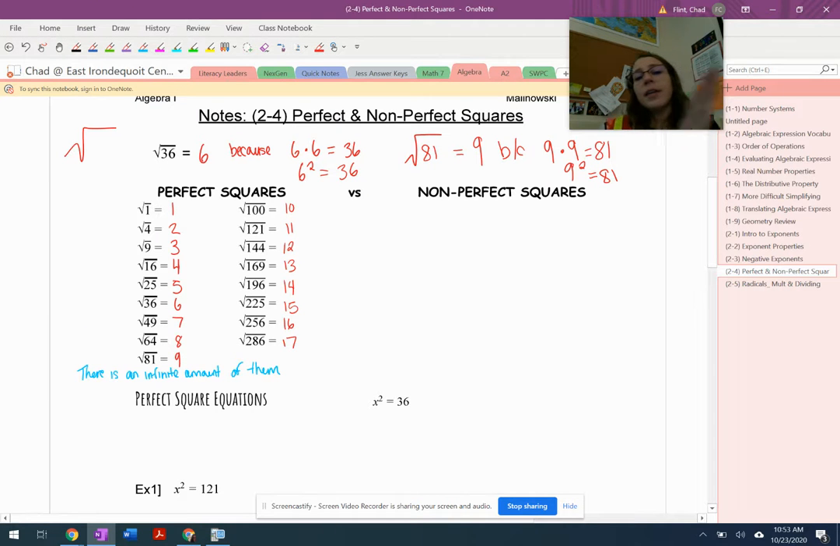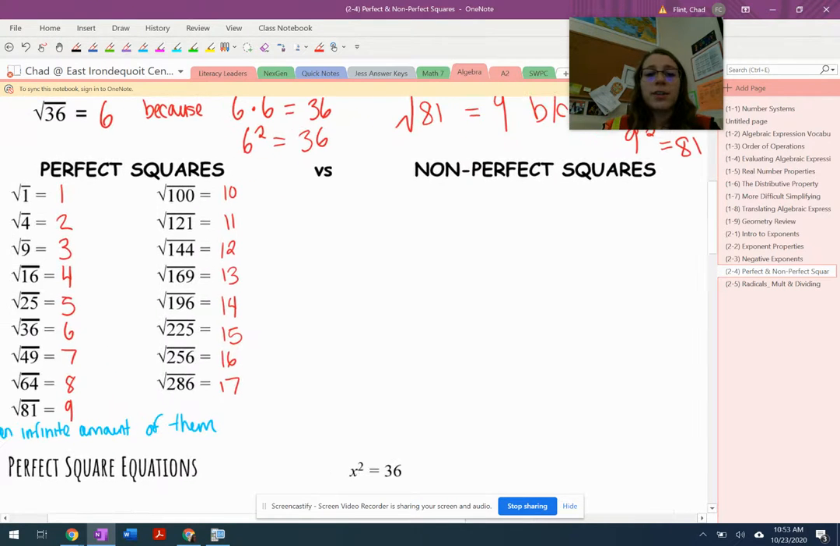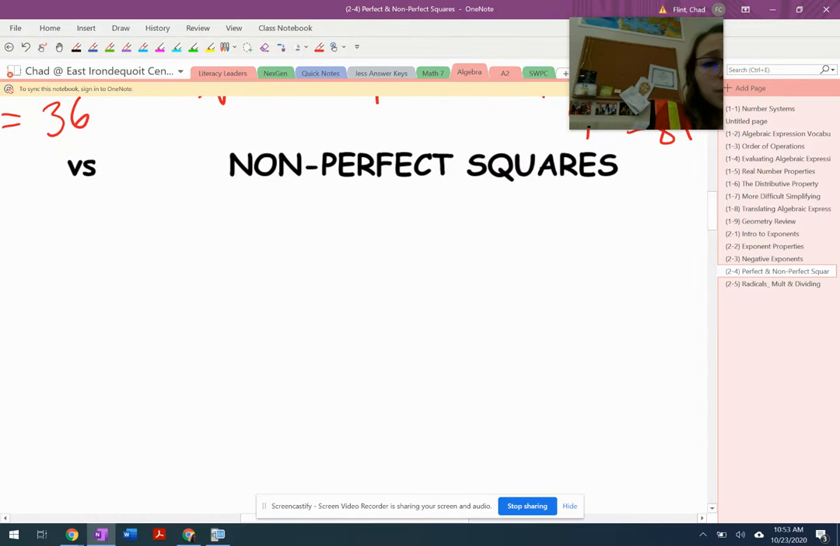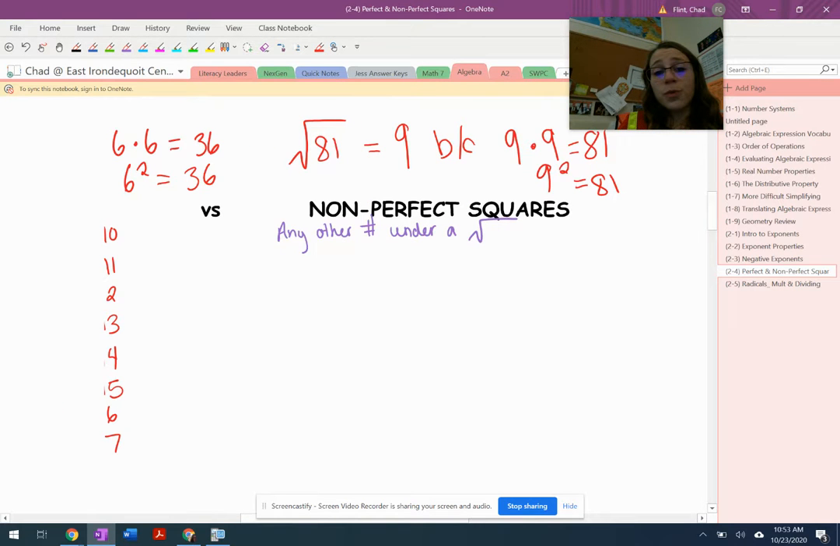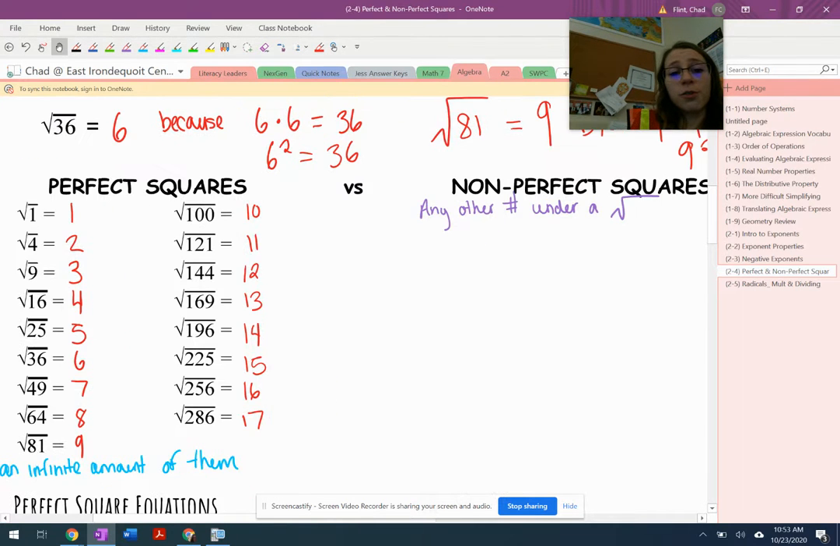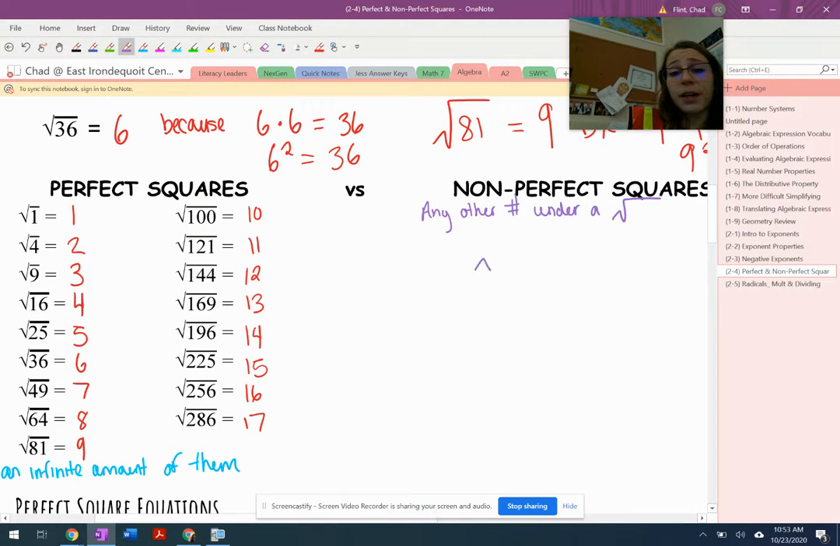So then we have our non-perfect squares, which are everything that's not a perfect square. Any other number under a radical that's not a perfect square. So if I know that the perfect squares are the square root of 1 and the square root of 4, everything in between would be the square root of 2, the square root of 3, not the square root of 4, but I could skip to the square root of 5, the square root of 6.